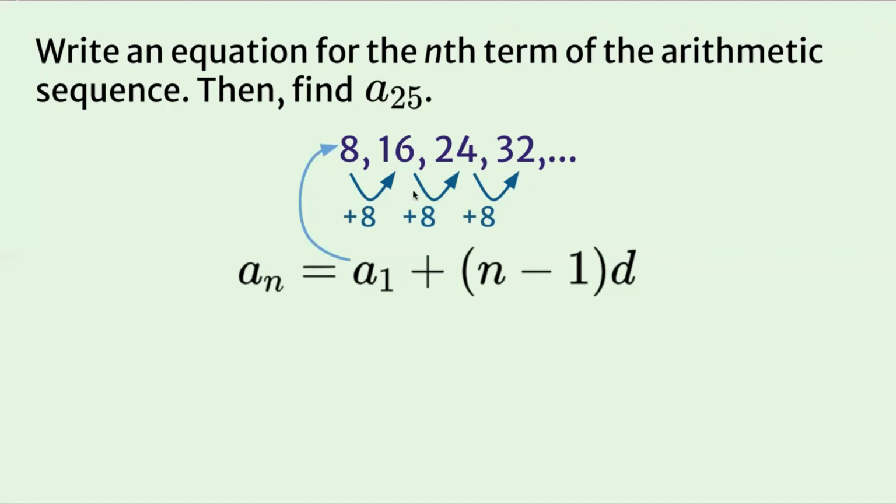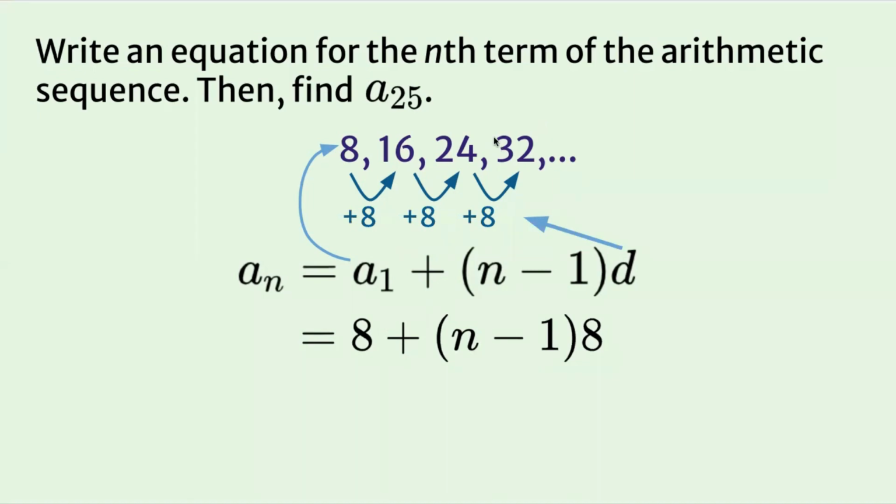So you know that your common difference is positive 8. So now you can go ahead and substitute those values in. Remember, you don't have to substitute anything for a sub n or n, because again, you're just trying to write an equation for any of the nth terms of the arithmetic sequence. So now you can go ahead and continue to simplify.